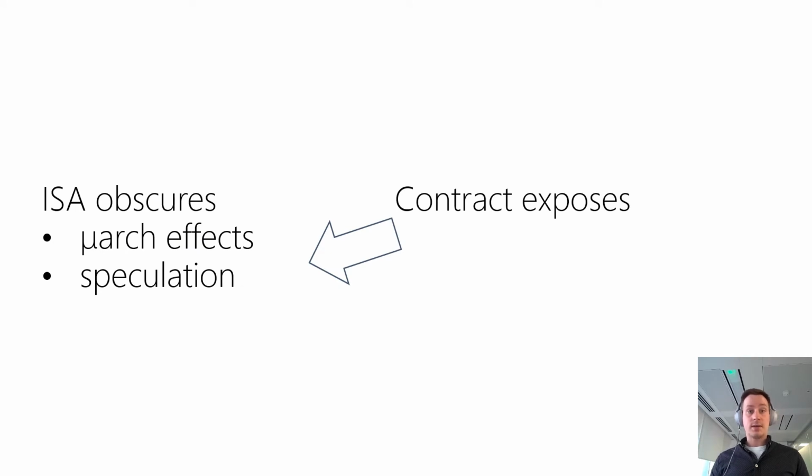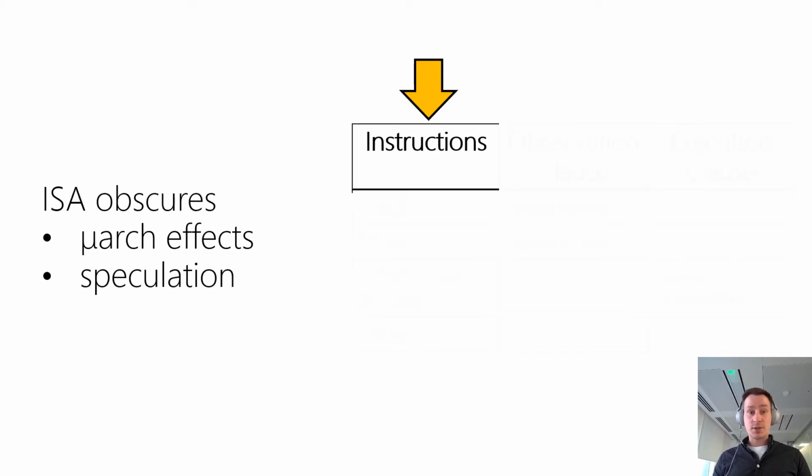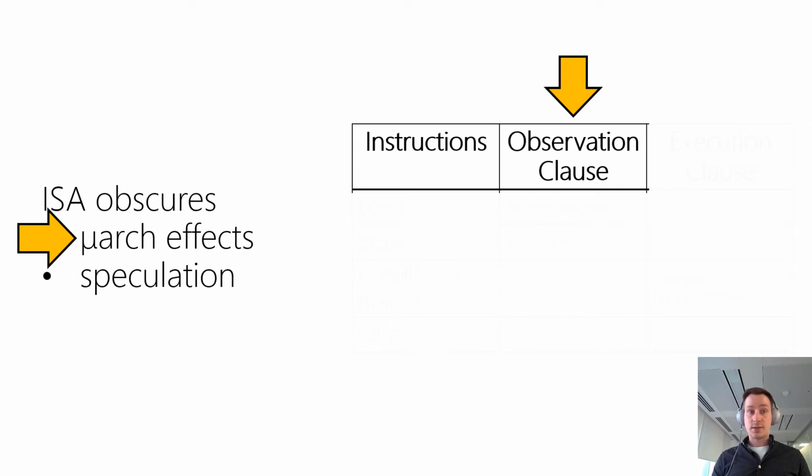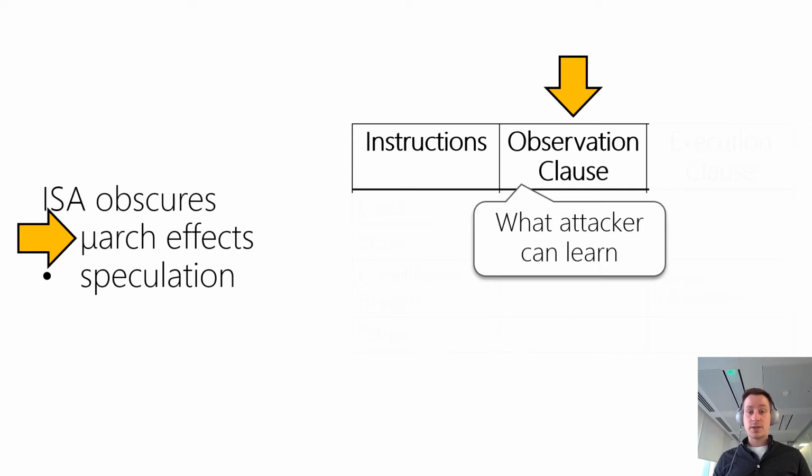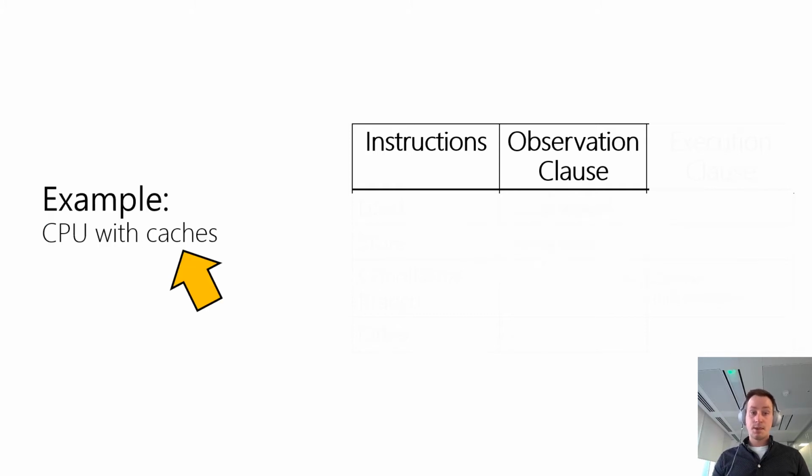So the idea of the contract is to specify these missing bits in the ISA, to describe the macroarchitectural effects and speculation. Contracts do so by providing additional specification for each of the instructions that can be executed on the CPU. To describe the side effects of each of these instructions, we have observation clauses. An observation clause is the part of the contract that describes what an attacker can learn from an execution of an instruction.